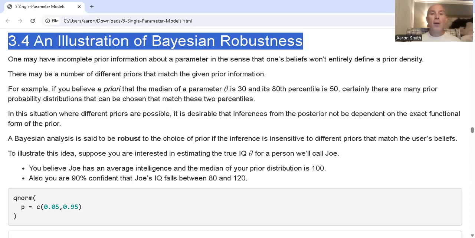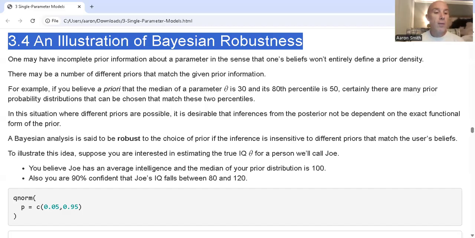To illustrate this idea, suppose that we're interested in estimating the true IQ, theta, of a person named Joe. I believe that Joe has average intelligence, and the median of my prior distribution will be 100. Also, I'm 90% confident that Joe's IQ falls between 80 and 120. That leads me to a symmetric distribution, centered at 100, or symmetric about 100, I should say.